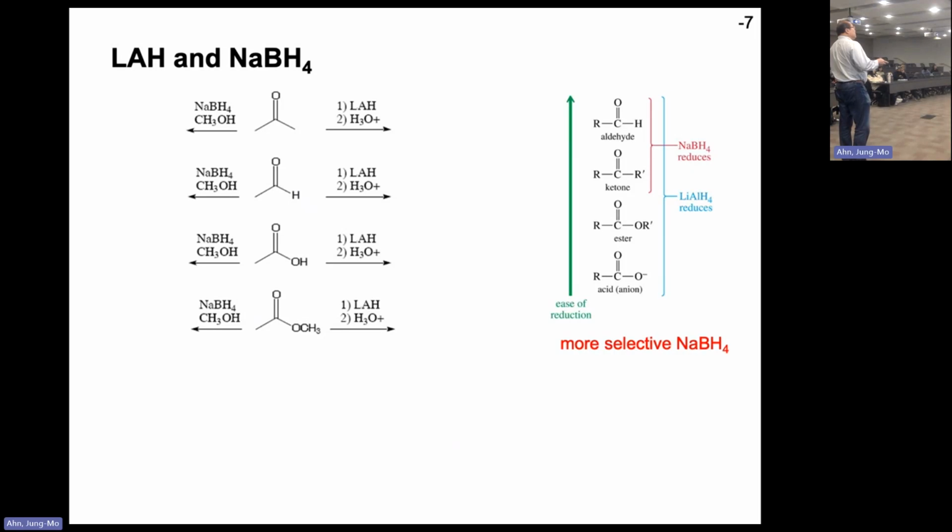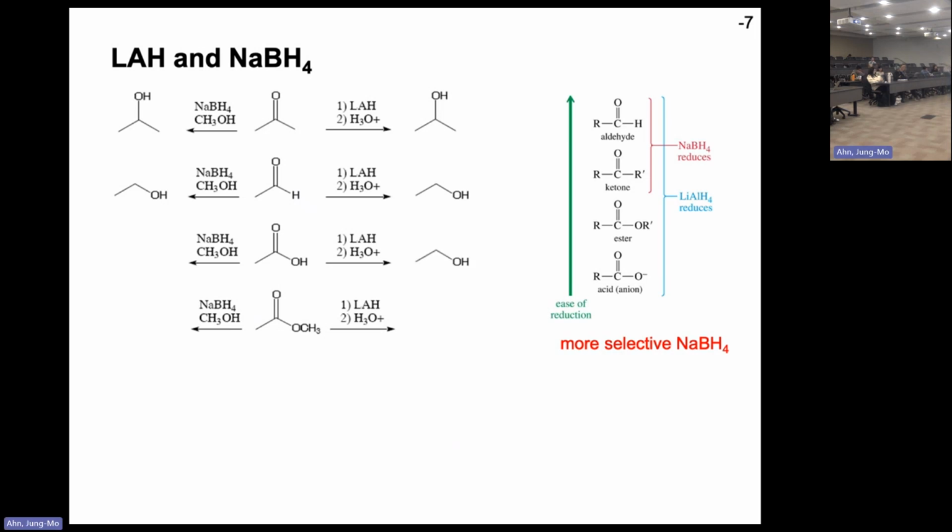If you have a ketone, either lithium aluminum hydride or sodium borohydride, it doesn't really matter. Both of them will make an alcohol. Aldehyde, same thing. It's even more reactive than ketones, so sodium borohydride and lithium aluminum hydride both make the same alcohol. But when it becomes a carboxylic acid, that's where things become different.